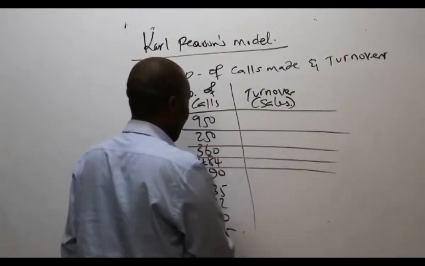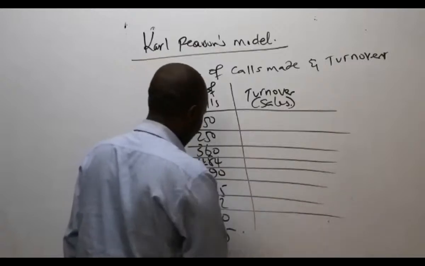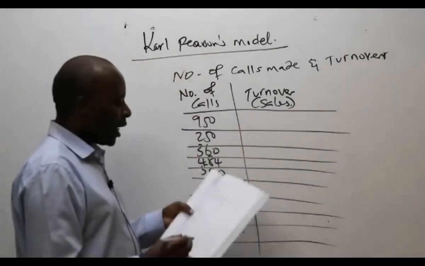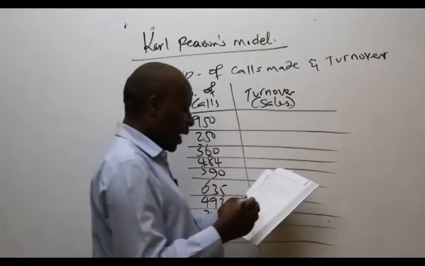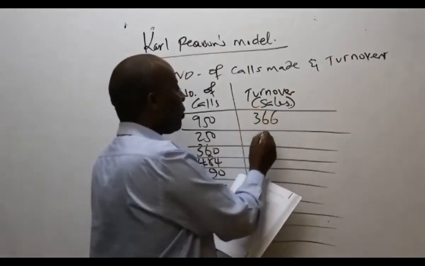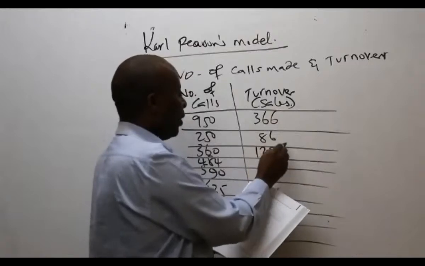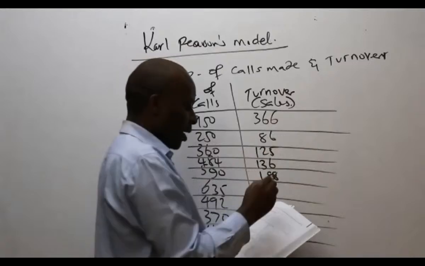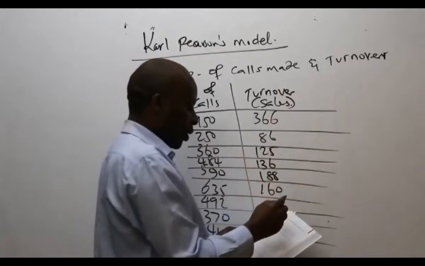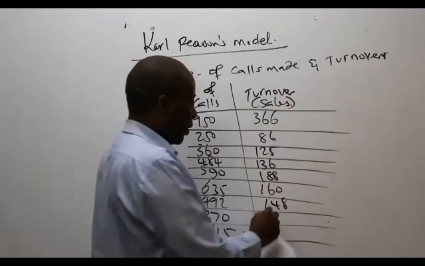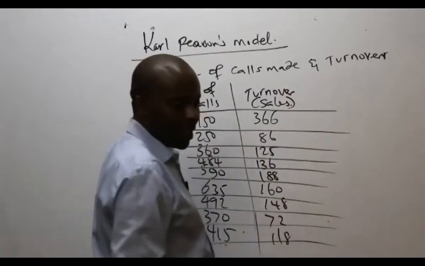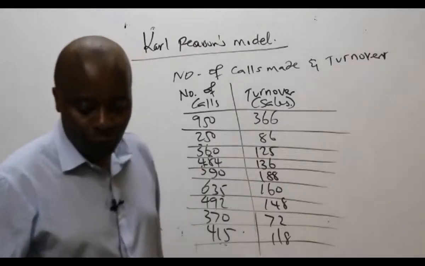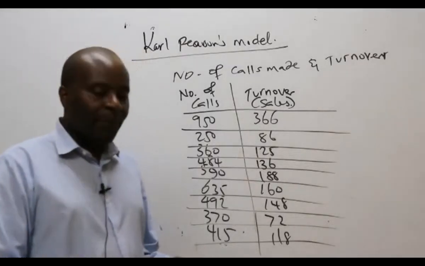You know, QA is the best paper in CPA. So the first turnover they have given me is 366. Then we have 86, 125, 136, 188, 160, 148, 72, and then we have 118. So please, first of all, we must copy up to there. And the moment you finish copying up to there, could you kindly stand up and say yes?